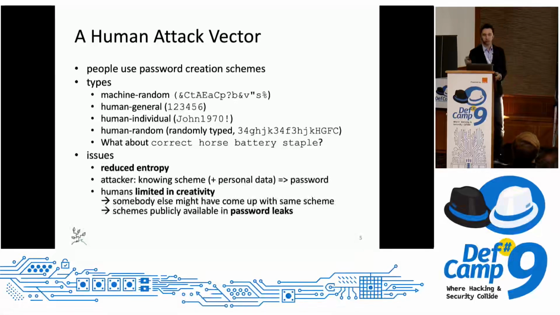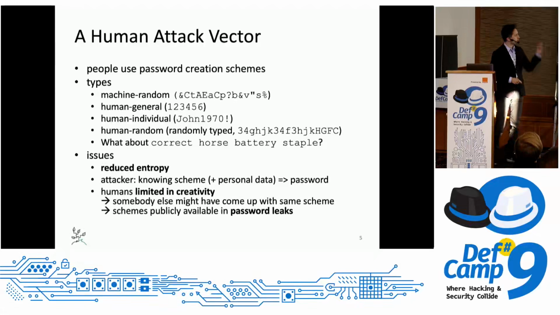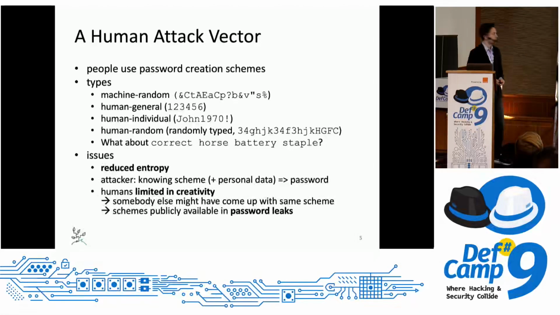And then, of course, there are human random passwords. These are very rare. People use them when they randomly type a password and they copy it somewhere in a text file to save it. They really look like machine random passwords in some cases, but they actually are not. But what about correct horse battery staple? Maybe you know that XKCD comic. Actually, this kind of password could be a machine random password if it's randomly chosen by a machine, or it could also be a human individual password. So for instance, if the person selected the word horse because the person likes to ride horses, then it would have some individual entity in there.